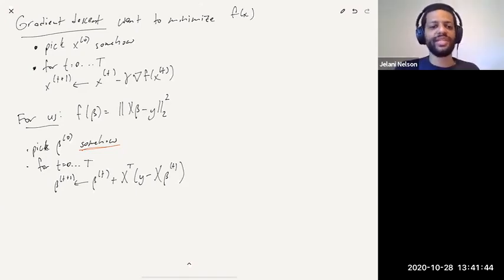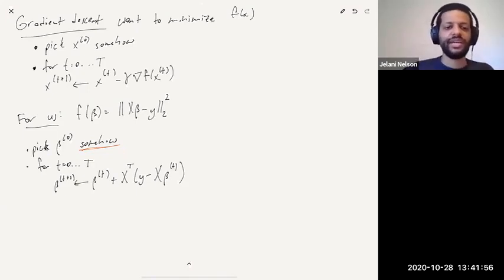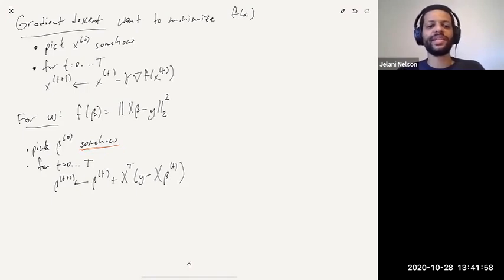The direction you want to move in is this direction that I wrote, X transpose (Y minus X beta t). I want to analyze convergence of this. As you're going to see, something that pops out in the convergence analysis is this: if X has a very good condition number, meaning all of its singular values, not just the top singular value or the operator norm, are close to each other, so the ratio between the largest and the smallest singular value is small, we'll get fast convergence.